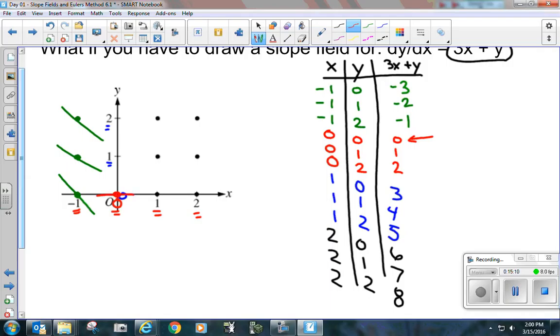What about at 0, 1, which is right here? It's a positive 1. And what about at 0, 2? Positive 2, so it's a little steeper, right?